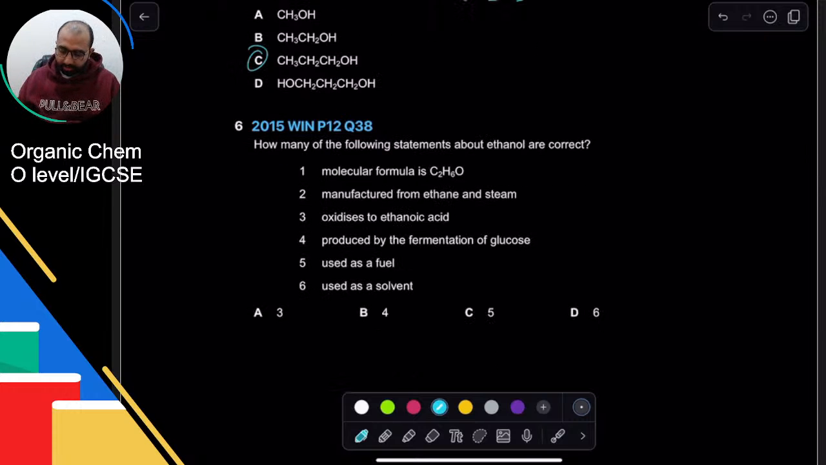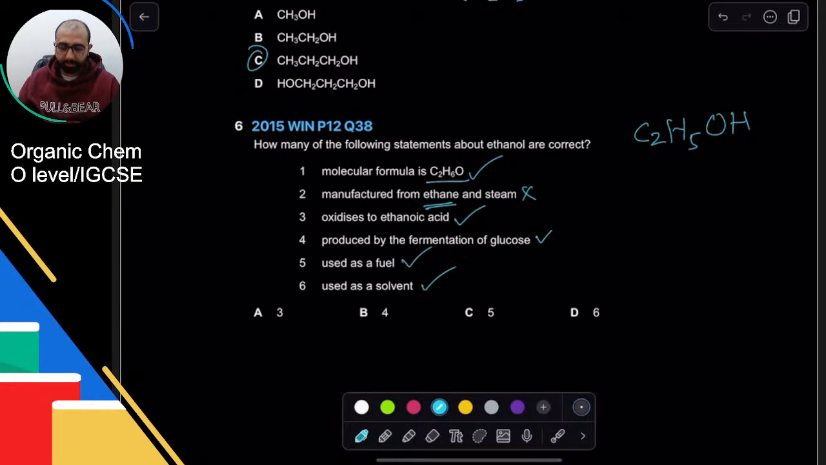How many of the following statements about ethanol are correct? Ethanol is C2H5OH, which you can also write as C2H6O. So this one is correct. Manufactured by ethane and steam. No, ethene and steam. Oxidizes to ethanoic acid. Yes. Produced by fermentation of glucose. Yes. Used as fuel. Yes. Used as solvent. Yes. So statements 1, 2, 3, 4, 5 are correct.